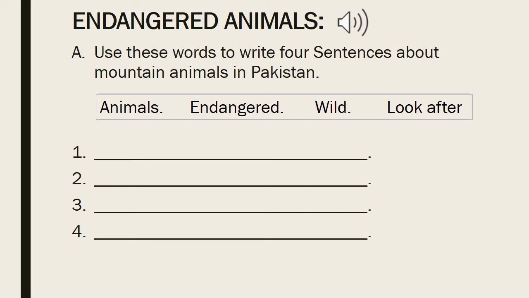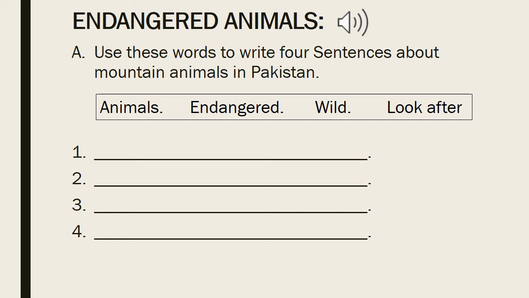Now here we have given 4 keywords, hint words, that will help us to write 4 sentences about these animals. Now the words are animals, endangered, wild, look after. Okay, so we can write that all the animals that live in the wild are endangered and they should be taken care of. And we can write that we should look after our mountain areas and the animals living over there, and we should take care of those animals.